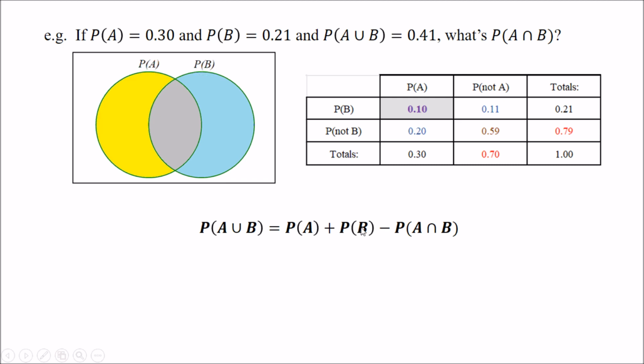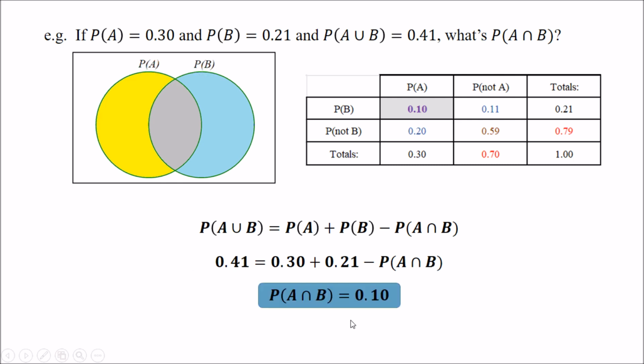Had I used the addition rule, the probability of A or B is the probability of A plus the probability of B minus the probability of A and B. This is the easiest way to do this problem. Watch, once we fill in the numbers that we were given, there's only one unknown. We add this over to this side and subtract the 0.41 over to that side, and we quickly get the answer. Probability of A and B is 0.10.